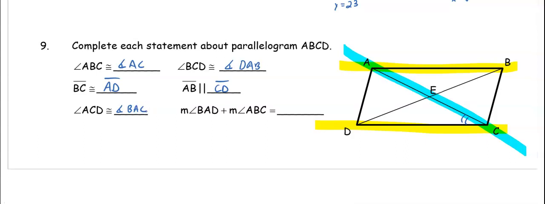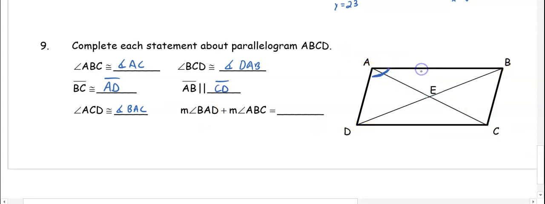And then the last part, we have angle BAD, which is this angle, plus angle ABC, which is this whole angle. They're angles that are next to each other, so they are going to be supplementary, which means that they are going to equal 180 degrees.